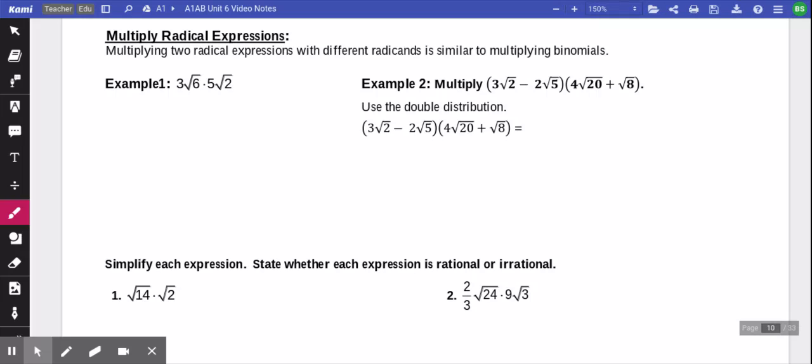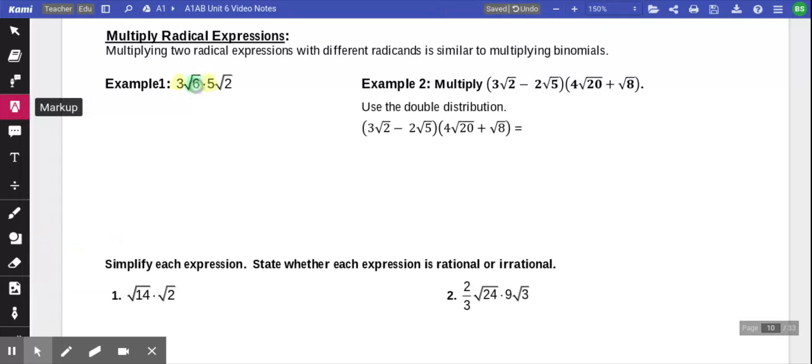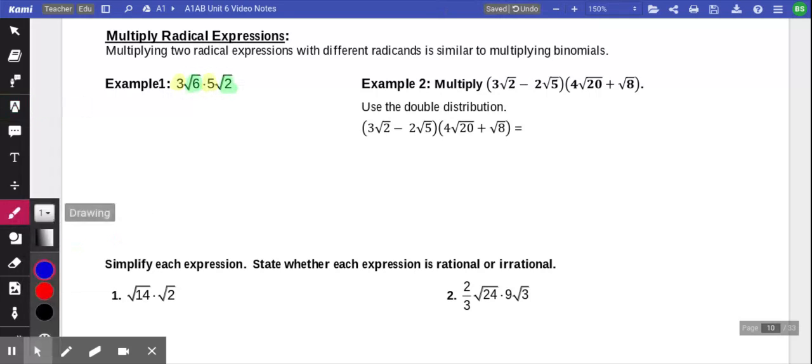What I mean by that, and I'll try to color code this here for you, is we can multiply the numbers out front, and then we can also multiply the numbers underneath. If we start by multiplying the numbers out front, 3 times 5 would give us 15. And 6 times 2 gives us the square root of 12. So we keep the numbers that were underneath the radical underneath still.